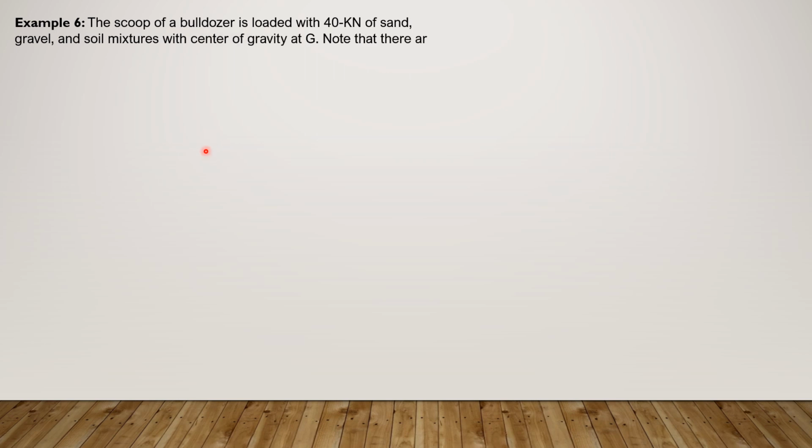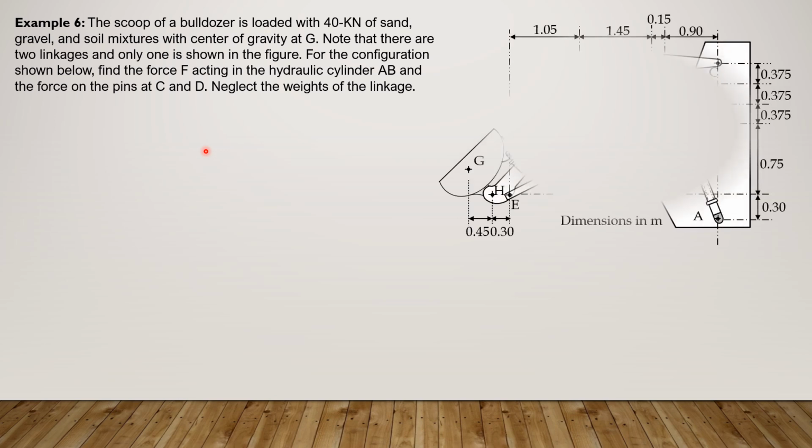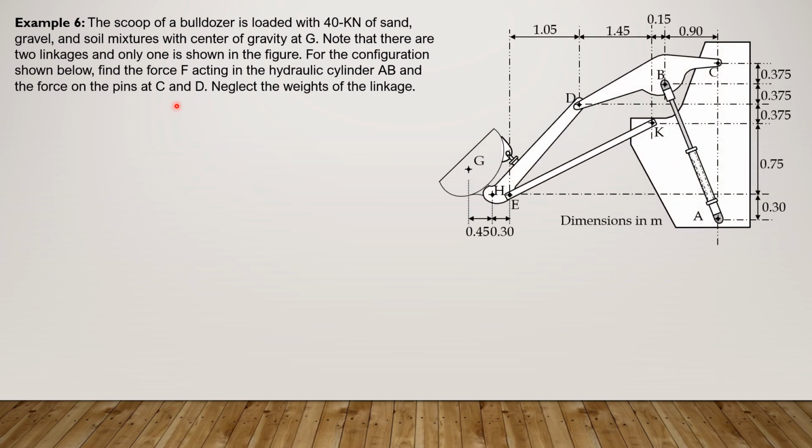So finally, let's have a machine. The scoop of a bulldozer is loaded with 40 kilonewtons of sand, gravel, and soil mixtures with center of gravity at G. Note, there are two linkages and only one is shown in the figure. For the configuration shown, find the force F acting in the hydraulic cylinder AB and the force on the pins at C and D. So the force on this cylinder AB and the pin reaction force at C and D.